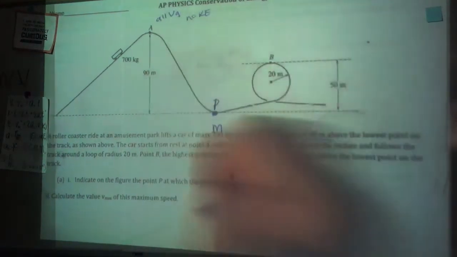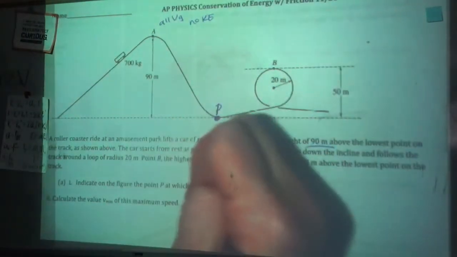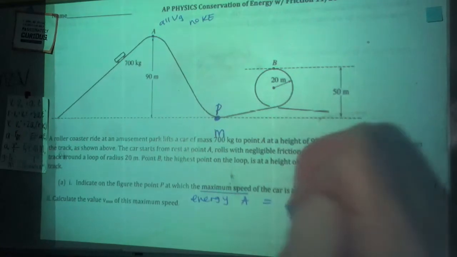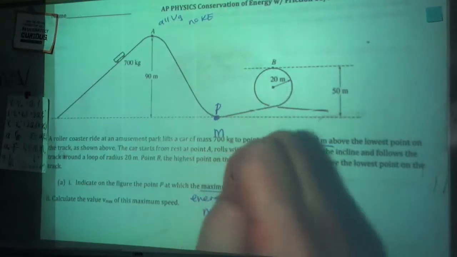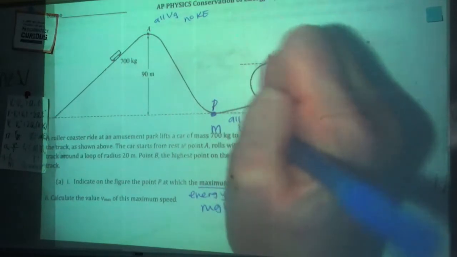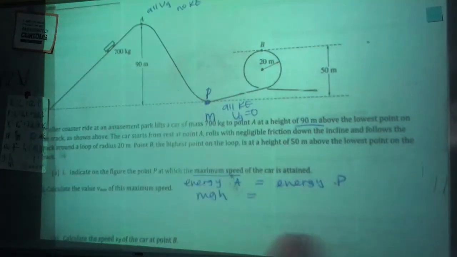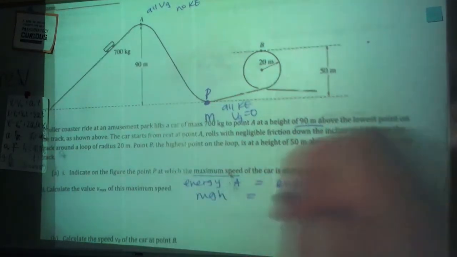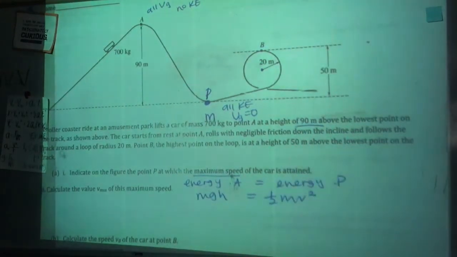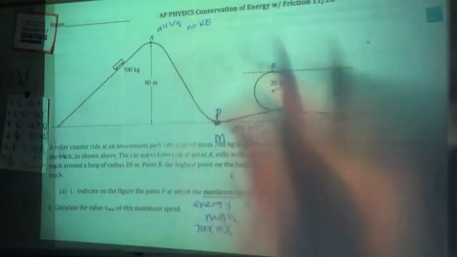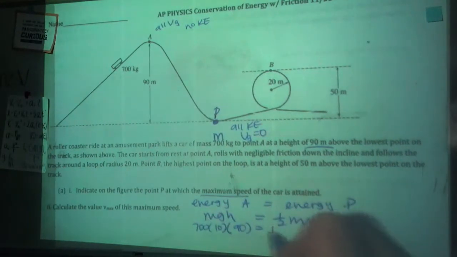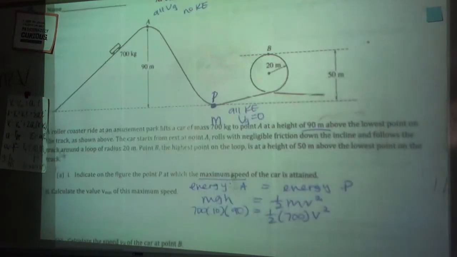So let's think about it, we're using conservation of energy. That means we're talking about from point A to point P. The energy at A we said was all potential energy, so mgh. And then at P, this is all kinetic energy because your potential is 0, because there is no height, it's like on the ground. So mgh here would turn into all kinetic energy, 1/2 mv squared. Now we actually plug in: our mass is 700, g you can just use 10, at A our height was 90 meters, and at P, 1/2, mass is still 700, and I'm looking for velocity. Assuming you guys can solve that on your own.